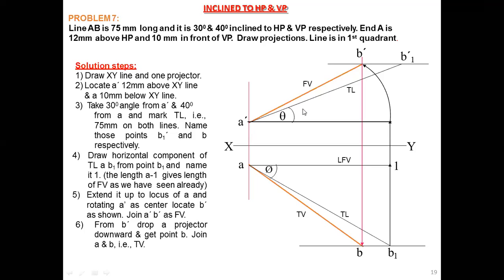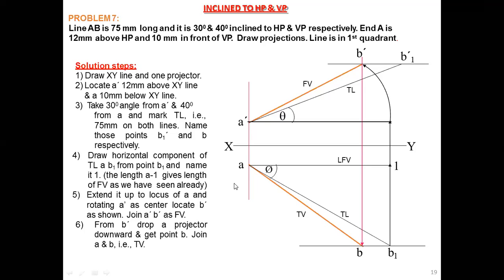So what happens then? From A dash, draw a line at an angle of 30 degrees. What is the length of the line? True length. True length is inclined to the respective planes, as he has given. Take 75 mm and cut this line. After cutting, that will be your B1 dash. From there, you draw a locus line that is called the locus of B dash, or B1 dash, whatever it may be. Call it the locus of B dash.